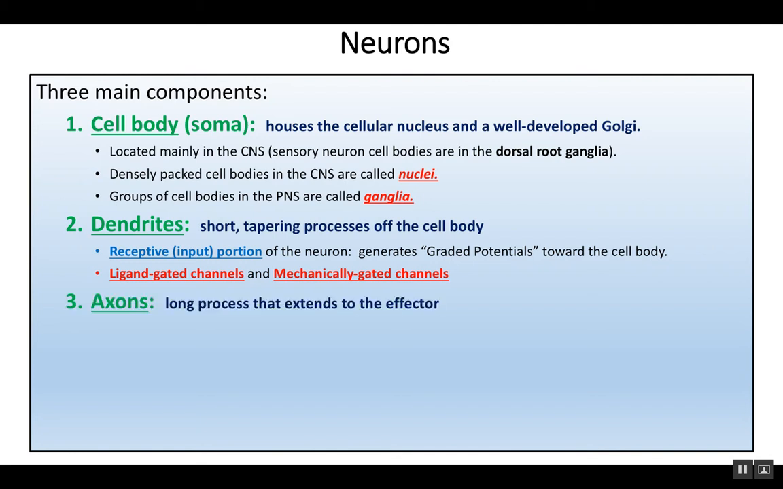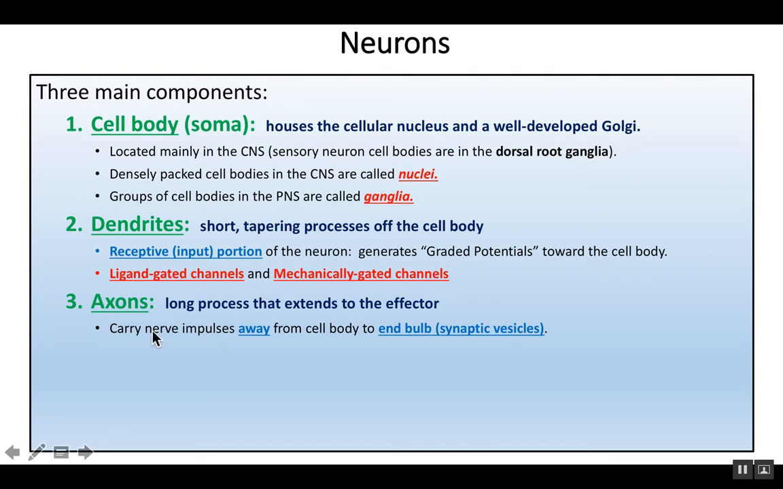The axon is also a process that extends from the cell body, but it's typically very long because the axon is what's going to have to send the nerve impulse to the effector. The effector is whatever the neuron is then controlling. The effector could be another neuron. The effector could be a muscle. The effector could be a gland. But whatever that neuron is controlling, it has to have an axon that extends to that organ or that structure.